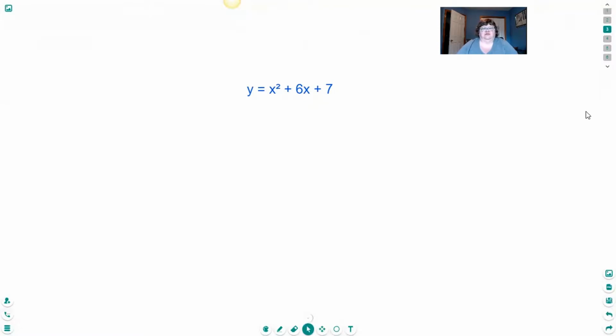Okay, so here we go with our first equation, y equals x squared plus 6x plus 7. And what I do first, and I do this on all of my completing the squares, even though I know how to do this, I still do it. I'm going to box the variables right here, the x squared plus 6x part. And that's going to remind me that I need to complete the square on that.